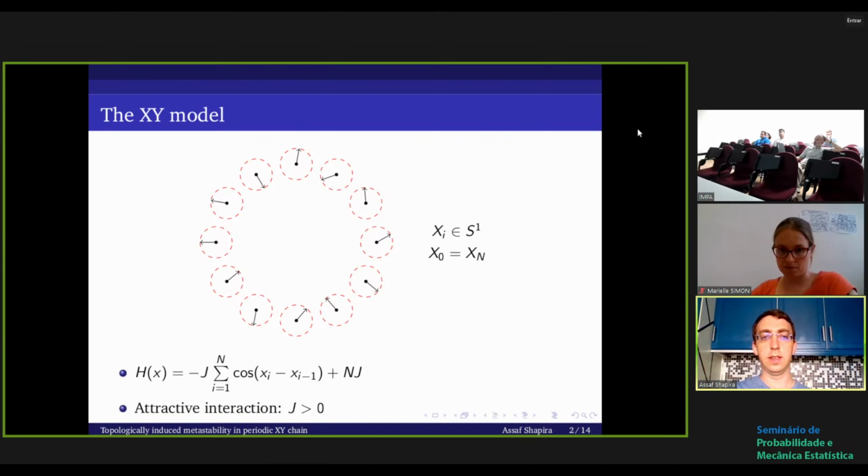Okay, so we see that if we take J to be positive, the interaction is attractive. What do we mean by attractive? For the energy to be small, since the system always tries to be in a smaller energy state, we need this minus J cosine of the difference between angles to be small. So the cosine has to be large, which means that xi and xi-1 should be very similar. So the spins are attracting one another. It's an attractive interaction.